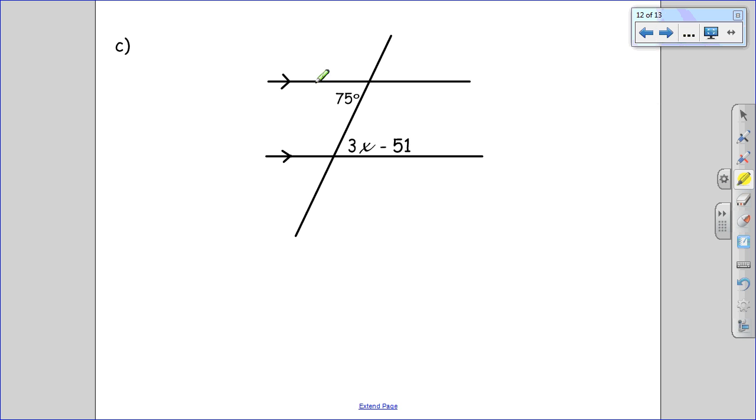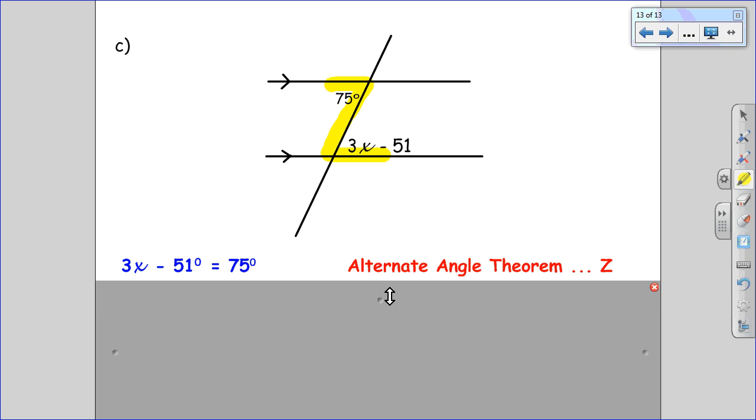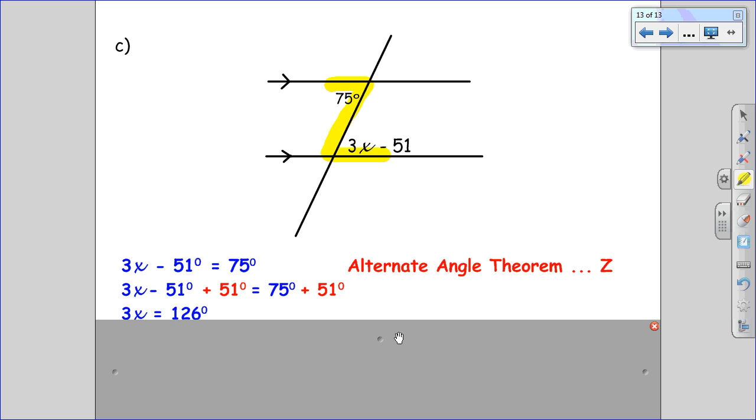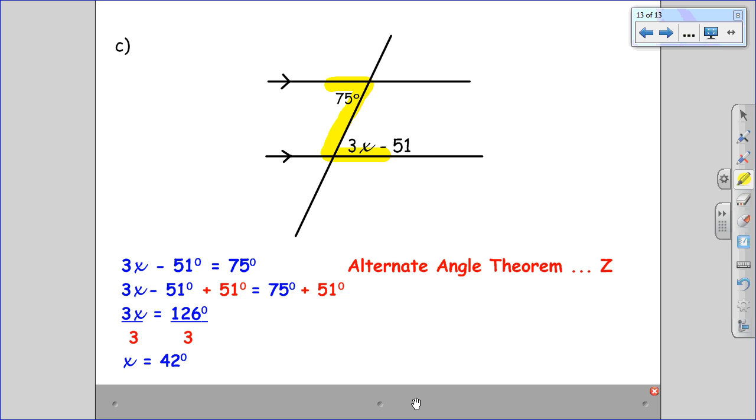Part C, below the transversal, below the parallel line, above the parallel line here, on opposite sides of the transversal. Those are what are called, pause the video, try and do it yourself, and hopefully you got alternate angles. And I know that alternate angles are equal, so I need to solve the equation 3x minus 51 is 75 by adding 51 to both sides. And in order to get x by itself, I have to share 126 degrees between all three of them to get x is 42 degrees.